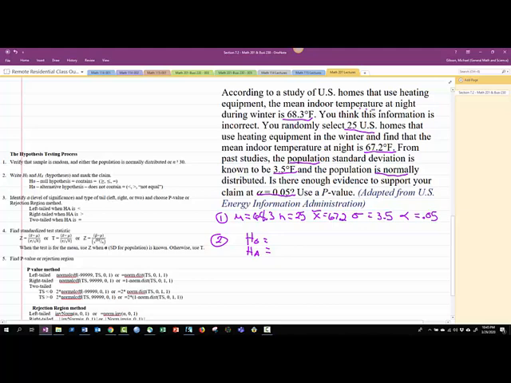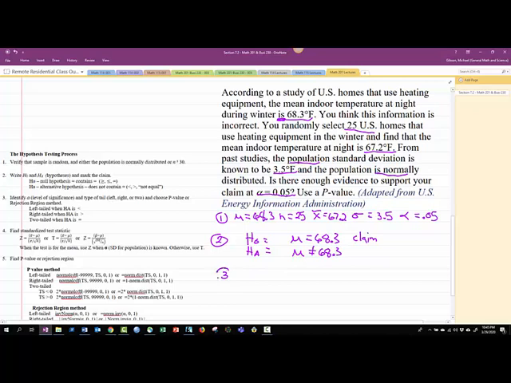Well, this time, the claim is that the temperature at night is, right, equals. So the claim is that the mean equals 68.3. Well, it's definitely got equality in it, right? So that's the null. There's the claim. It's the claim. So the complement of equal to is not equal to.